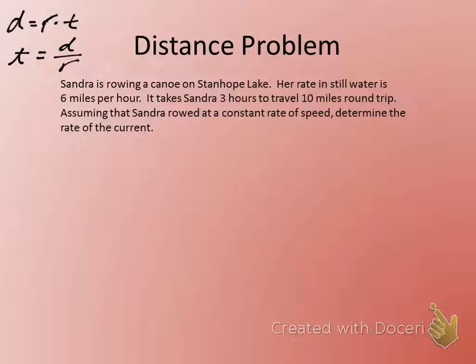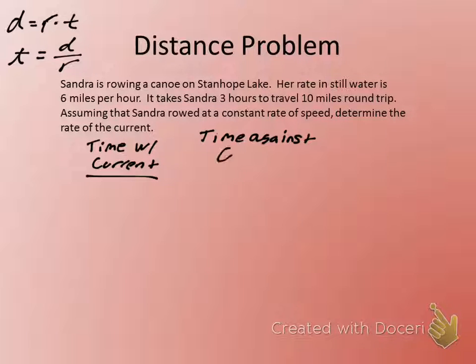When you're going down, you're going with your time spent going down river, that's with the current. And then when you come back, it's your time against the current. And then that's equal to your total time. Okay, so we know the total time is 3 hours.